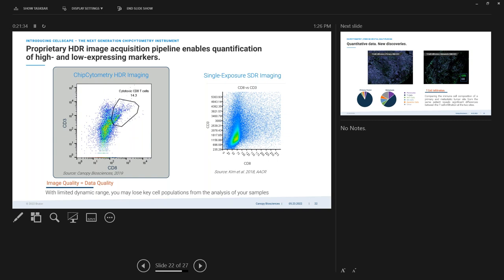So the point is that the upstream image quality has a big implication on the downstream data quality when you try to extract quantitative information from the images. That's really one of the pillars of the ChipCytometry platform, making sure that we're collecting the images in the most precise and accurate way, so that when we go to do the post-processing, we get accurate quantitative information out of that.